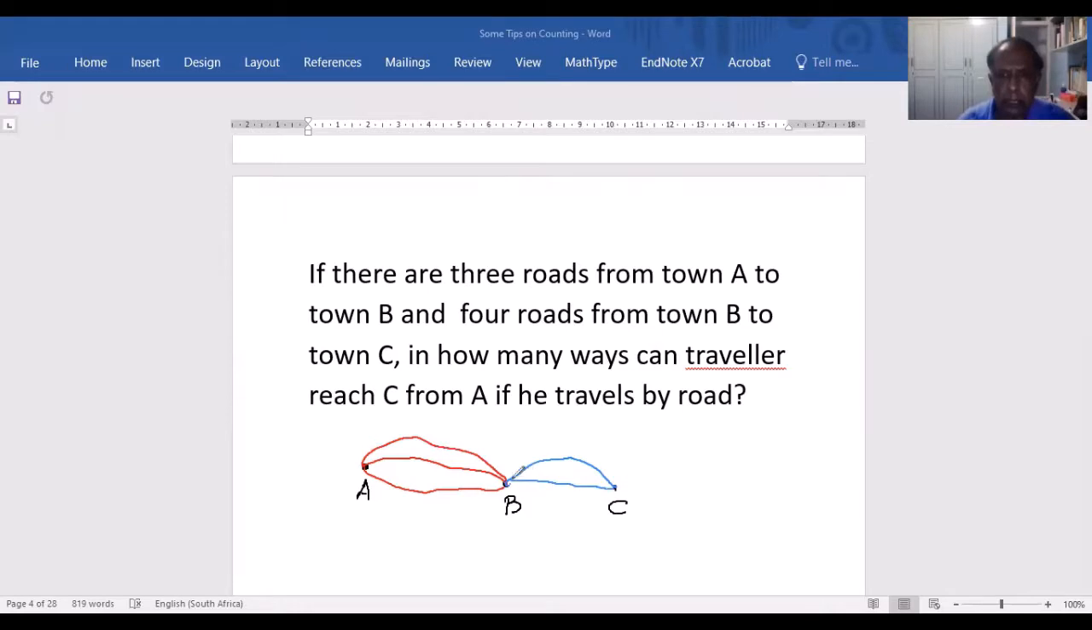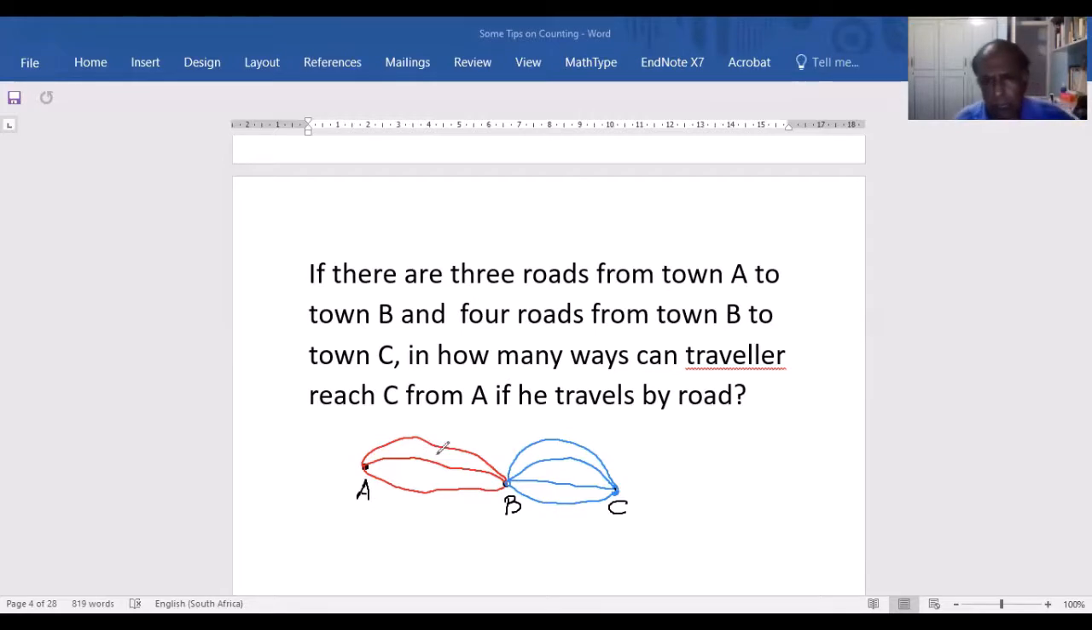And the question is, in how many ways can a traveler reach C if he travels by road? So you can use any road here and any road here to get to C. There are quite a few pathways you can take, you see? There are quite a few. The question is, how many can you take?